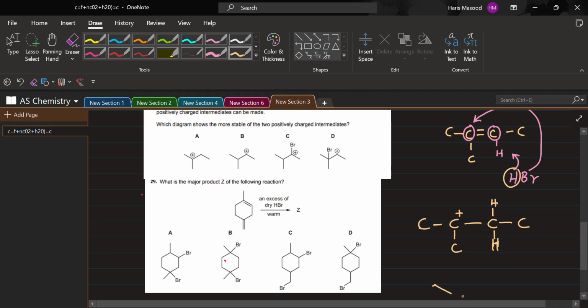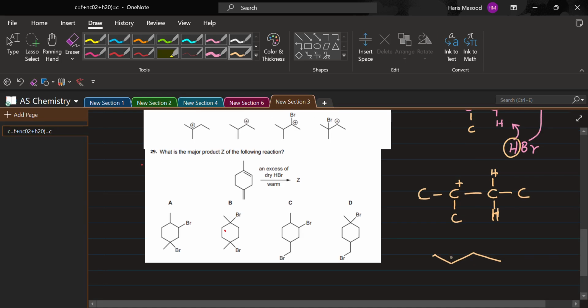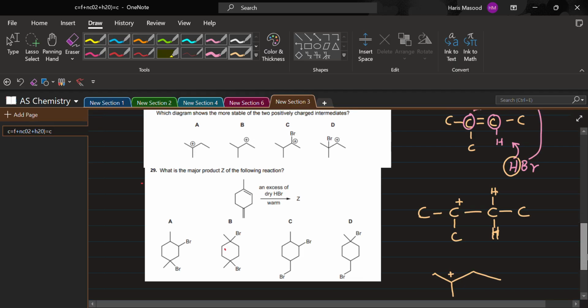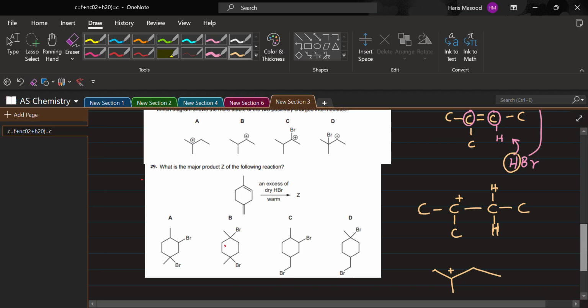So then draw the skeletal formula. The four carbon chain is like this. You have a plus and a methyl group here. It will be A. Okay.